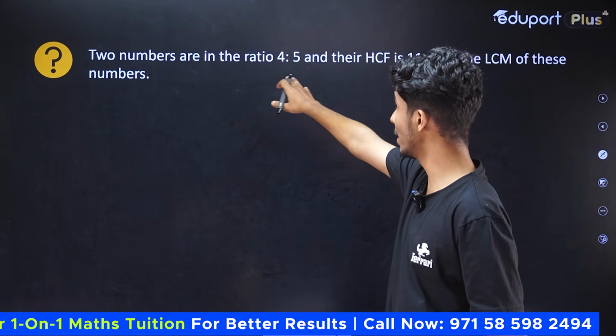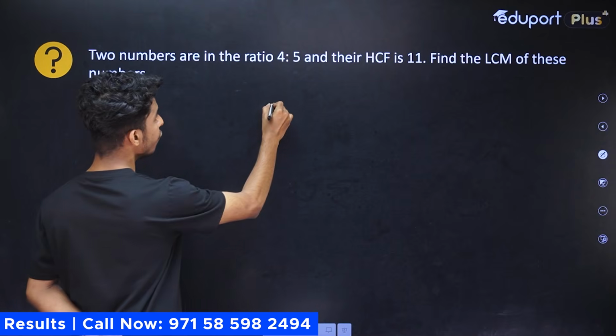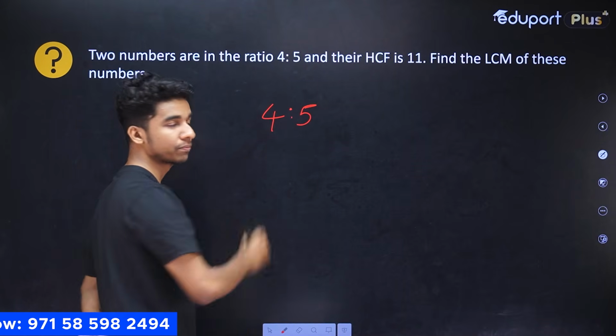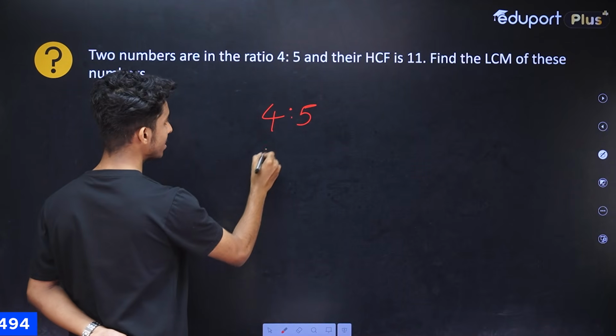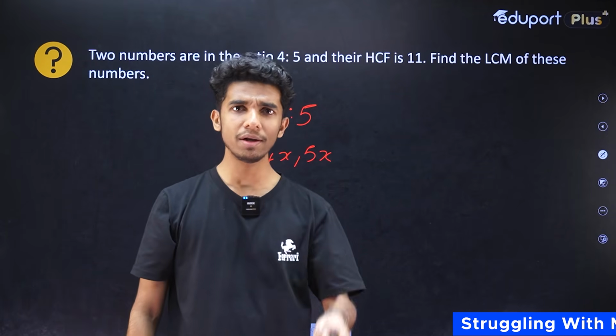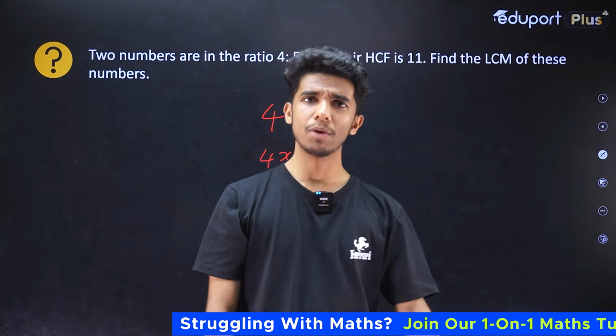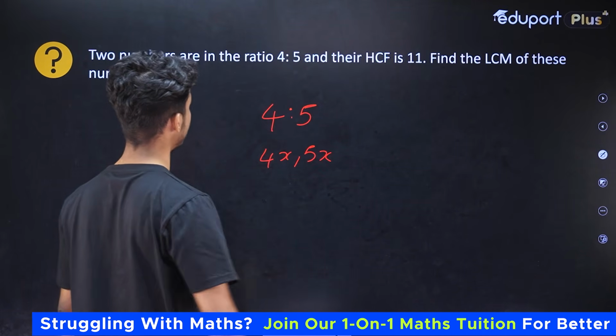Two numbers are in the ratio 4:5. The numbers will be 4x and 5x. Let me take 4x and 5x. If x is equal to 1, it will be 4 and 5. If x is equal to 2, it will be 8 and 10. No problem.